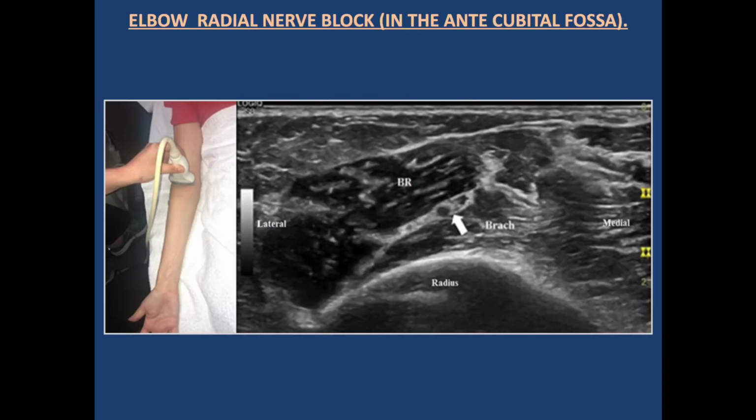This is a diagram showing a radial nerve block in front of the antecubital fossa at the elbow. You can see the eye sign. The arrow is indicating two eyes, which are the two branches of the radial nerve. And we have to give the block before the two eyes appear.